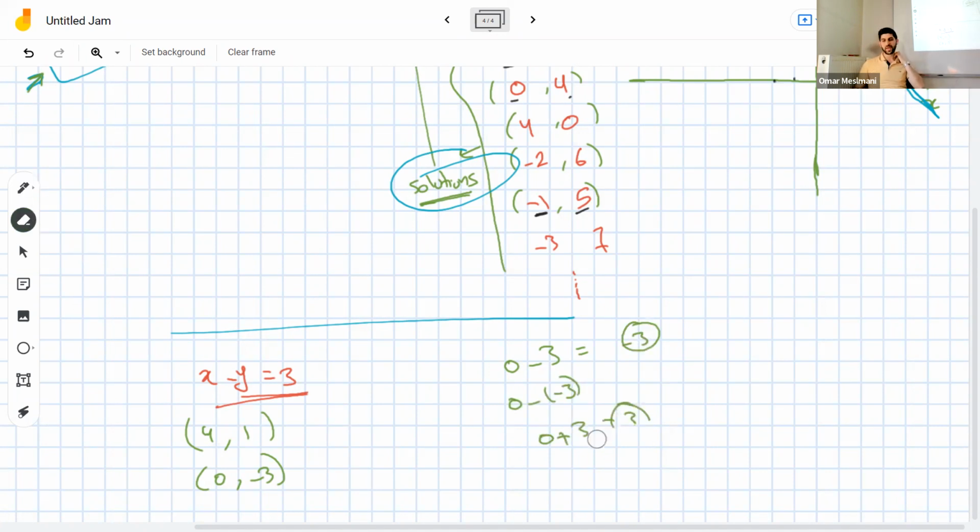Okay. So to graph any equation, it's okay to have only 2 points. It's enough to have 2 points because when you have 2 points, you can easily draw the line.